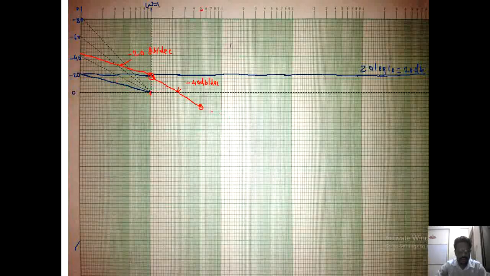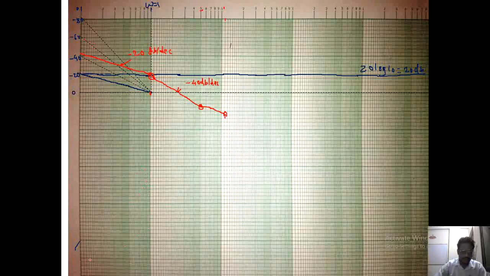Now for minus 20, from 5 to 11: this is 5, this is 10, this is 20, and 11 is this line. Take a parallel, place your scale parallel to the minus 20 line and draw the graph, somewhat here up to 11, and from 11 to infinity along minus 60.